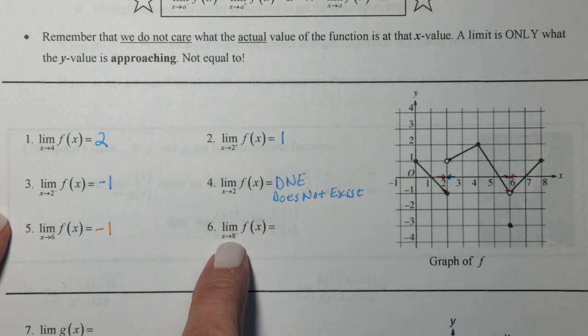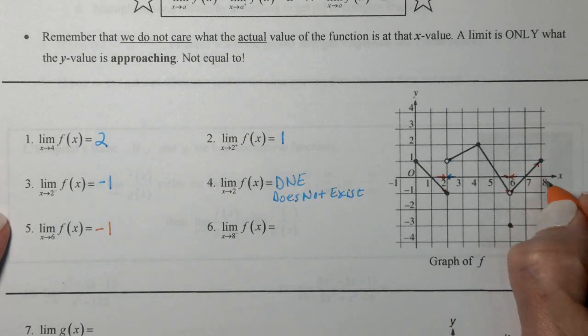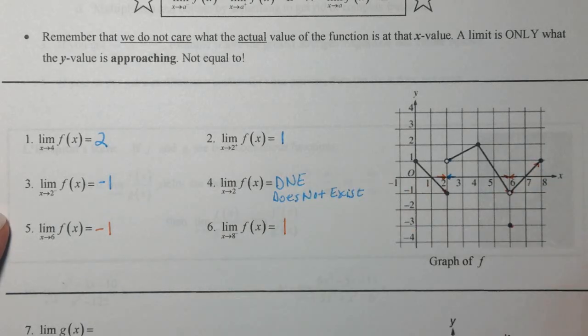Okay, what about the limit as x approaches 8 from the left? 8 from the left is 1. Okay? You would not be asked what is the limit as x approaches 8 from the right, because we have no information about that. And you will not be asked what is the overall limit as x is approaching 8, because the other side doesn't even exist. All righty?